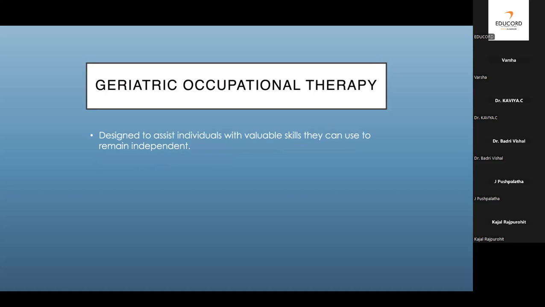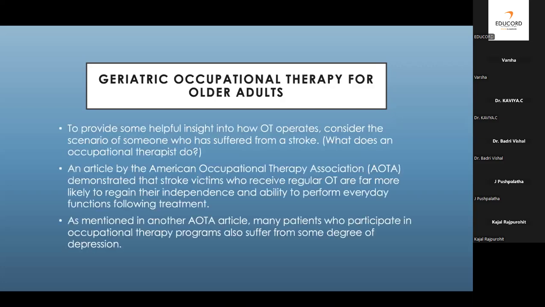Coming to geriatric occupational therapy, it is designed to assist individuals with valuable skills that they can still use to remain independent. In occupational therapy, we use the skills that are actually present with the patient to make them remain independent for the activities. So geriatric occupational therapy for older adults is to provide some helpful insight into how occupational therapy operates.